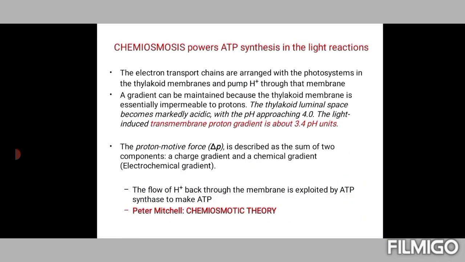And this has been explained by a particular theory, the chemiosmotic theory, by Peter Mitchell. He is a Nobel laureate for this theory. What the chemiosmotic theory explains is that as protons accumulate inside the thylakoid luminal space, a transmembrane proton gradient of about 3.4 pH units is created. It's because the thylakoid lumen will have a pH of around 4.0, while the stroma will remain at around 7.4. So there will be a proton gradient of about 3.4 pH units.